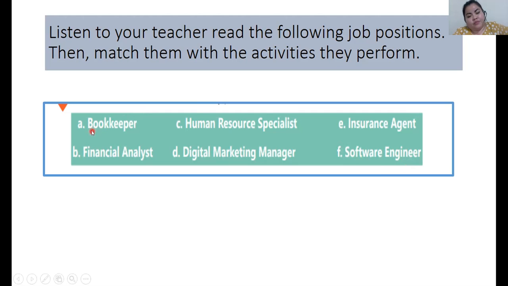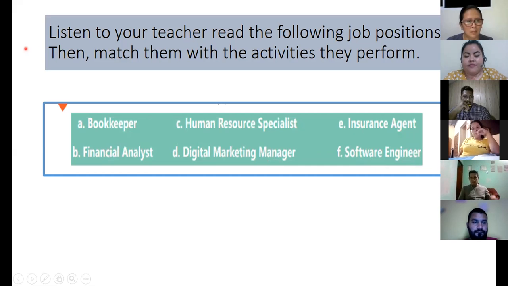Flor, repeat with me, please. Bookkeeper. Financial analyst. Human resource specialist. Digital marketing manager. Insurance agent. Very good. Software engineer. Very good.